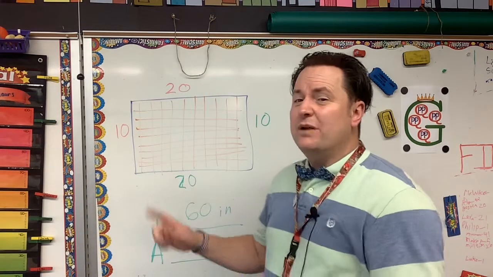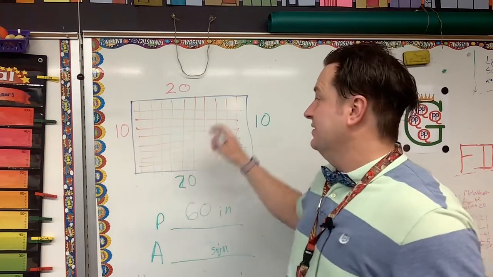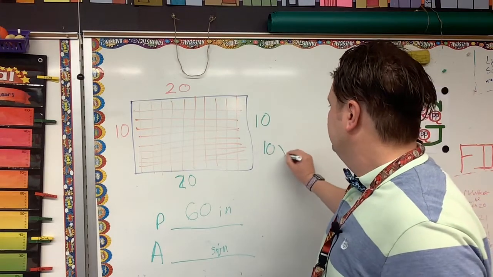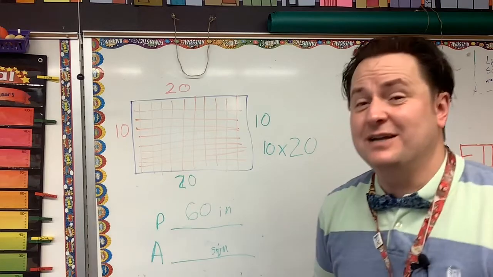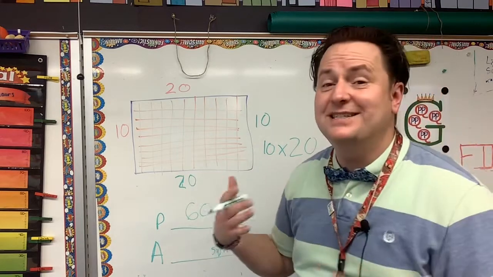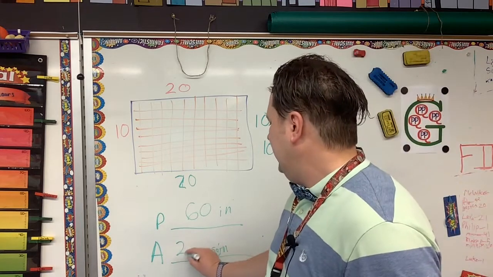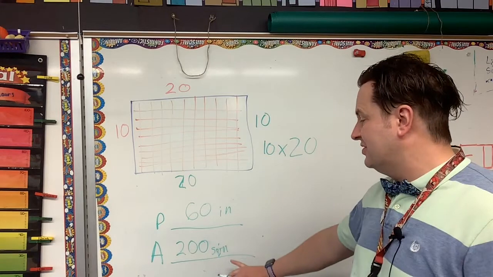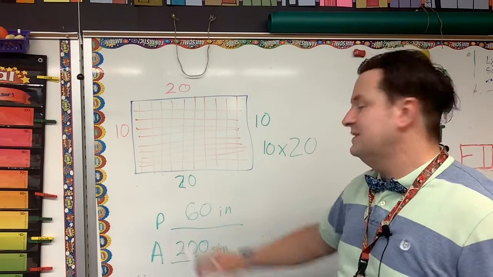All right, what I would do is I could take one side times the other side since they're equal. So that would be 10 times 20. Isn't that crazy? Now we know anytime that we times by 10, we just have to add a 0. So I've got 20 and a 0. So my area is 200 square inches, and my perimeter, the length around, was 60 inches.